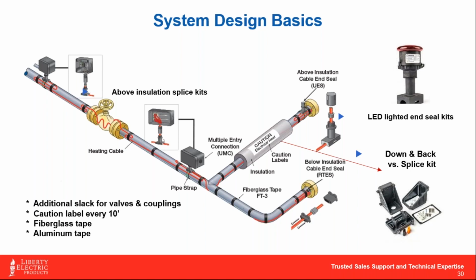And while we're talking about that J box, I would strongly recommend don't ever use an under-insulation splice kit. You won't be able to find them again after the installation is over with. So anytime you have to do a splice on a pipe trace system, make sure that it is an above-insulation splice kit. You can access it, get in there with a multimeter, and test to verify if that particular splice was the bad one, things like that. So that part is critical.